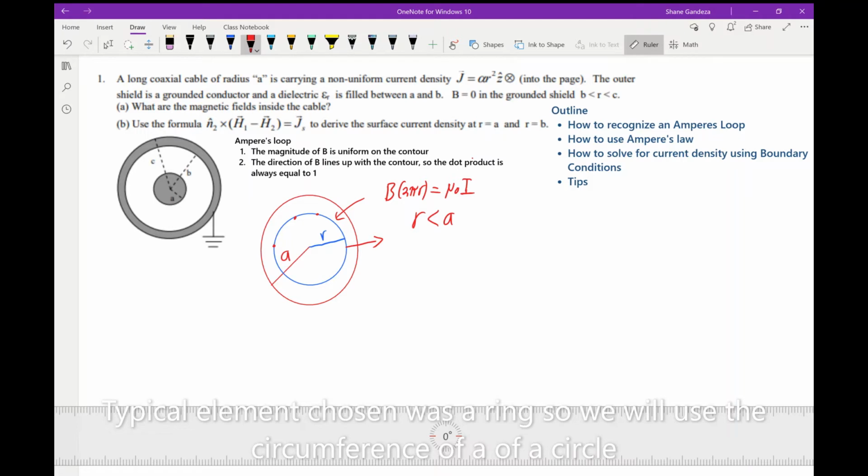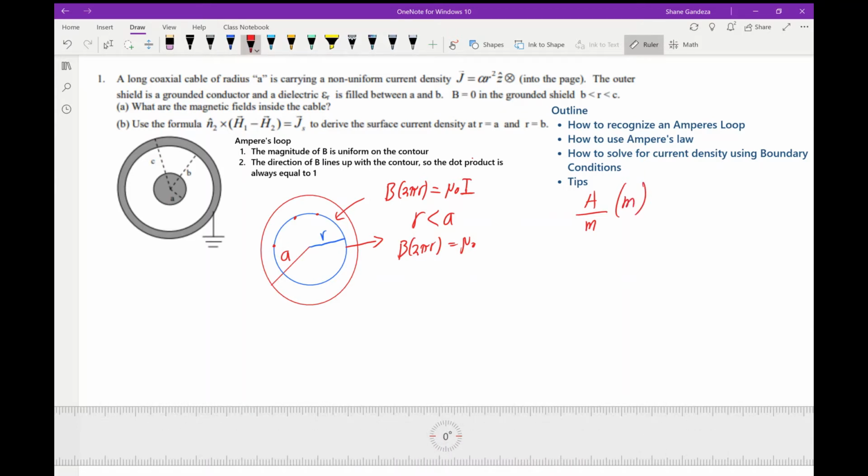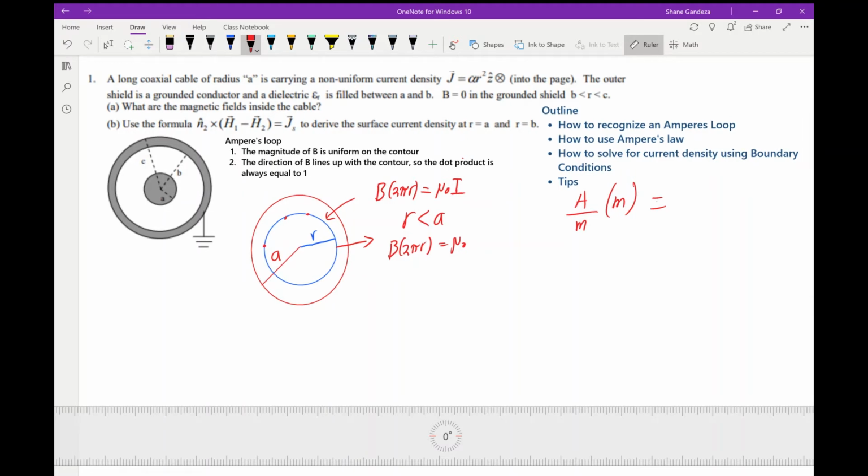And so to do that, we'll use the equation above, times 2 pi r, is equal to mu naught. And what is current? Well, we are given the current density, and the current density is just amps per meter. So we're going to multiply by the change in the typical element, so that when we have amps per meter times the distance, we'll just get amps, or just the current.